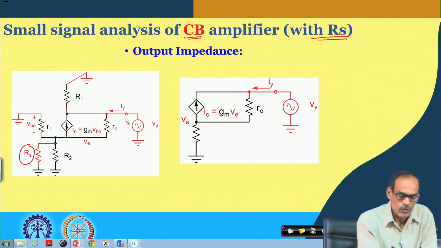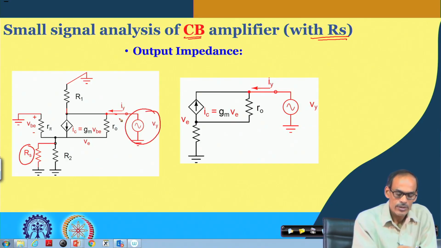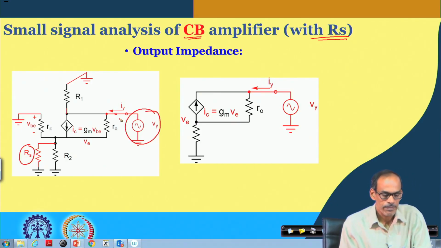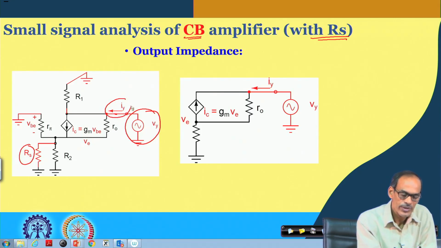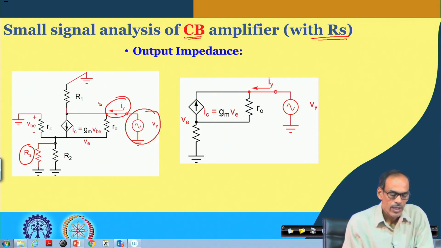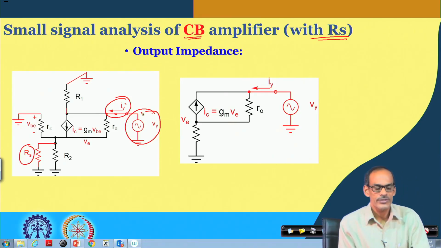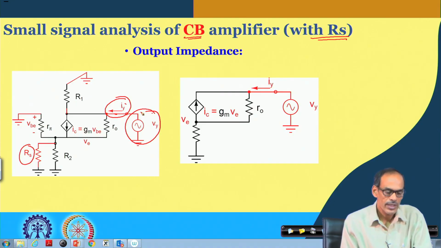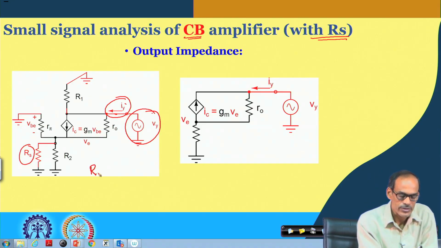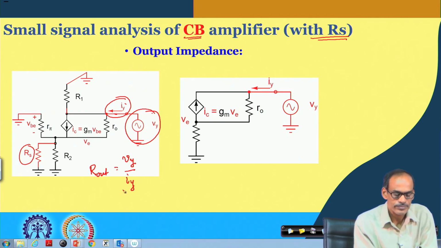To find the output resistance, we stimulate this circuit with a voltage called V y, and then observe the corresponding current I y. If I know their relationship, then taking the ratio of V y by I y gives us the output resistance. So, the output resistance is essentially V y divided by I y.